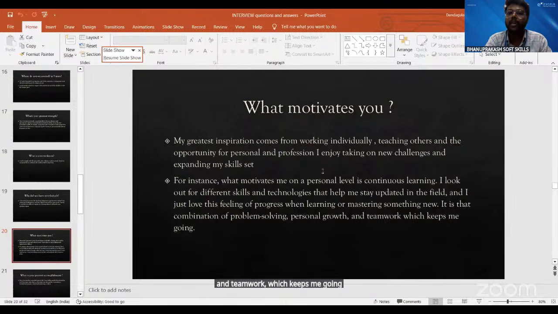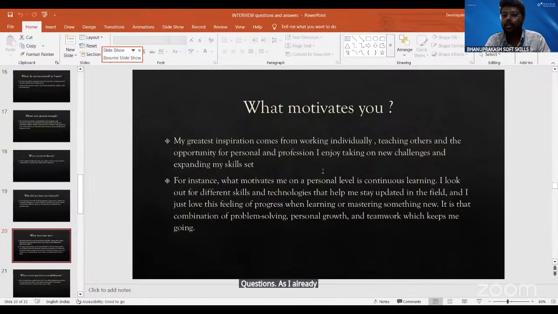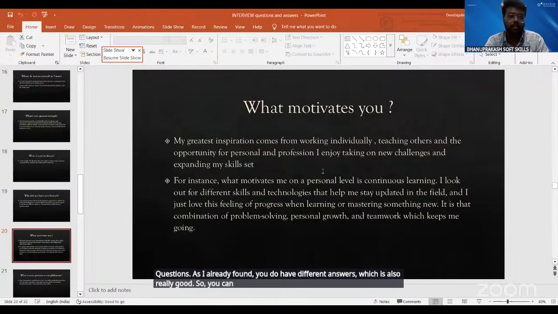So you should say your answer such a thing like a combination of some words. So that looks or covers a lot of points or a lot of good words. Okay. So you can mention any of these kind of keywords in your answer if you get such kind of questions. As I already found, you do have different answers, which is also really good. So you can use that kind of answers also. Anything is fine. All right.